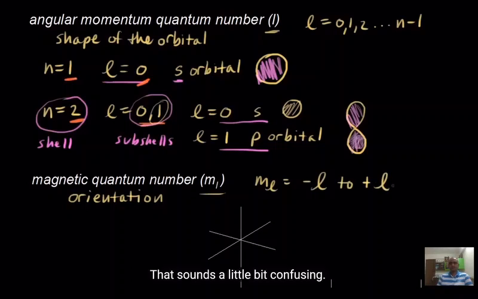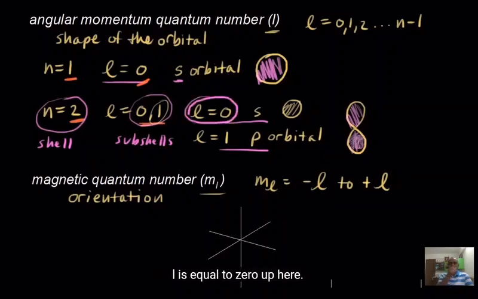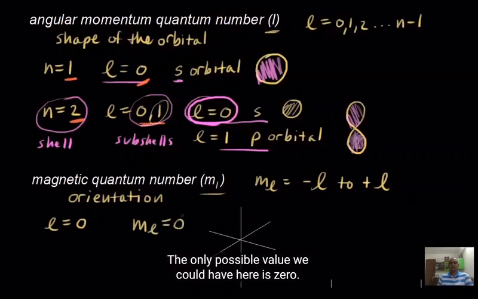All right, so that sounds a little bit confusing. Let's go ahead and do the example of L is equal to 0. So L is equal to 0 up here. So let's go ahead and write that down here. If L is equal to 0, what are the allowed values for m sub L? There's only one, right? There's only one. The only possible value we could have here is 0.